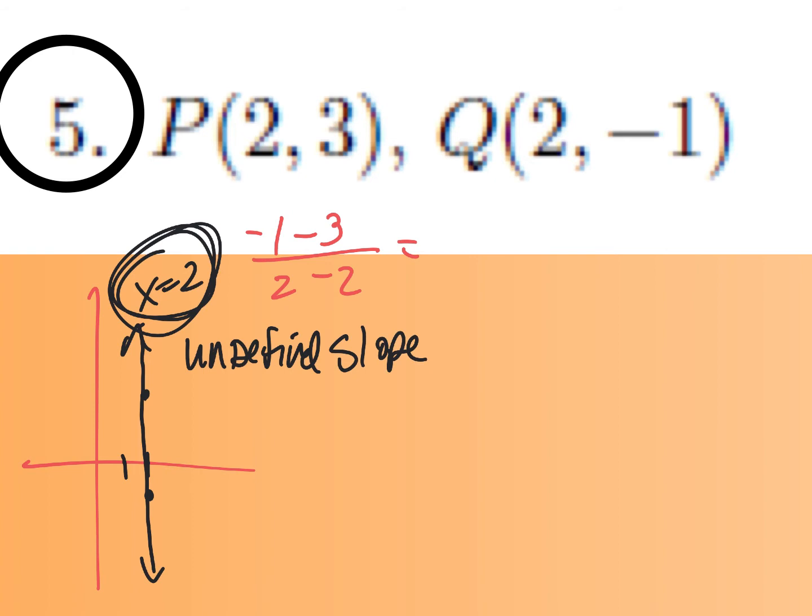And you might be like, how can I write that as y equals something? You can't. It's x equals something. So no, you can't solve it for y. It's an x equals line. All right. What about a slope of 0?